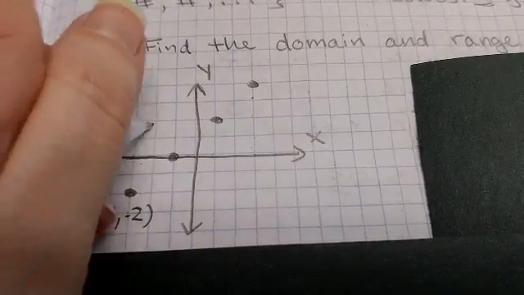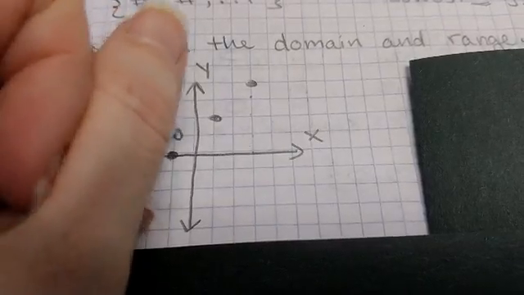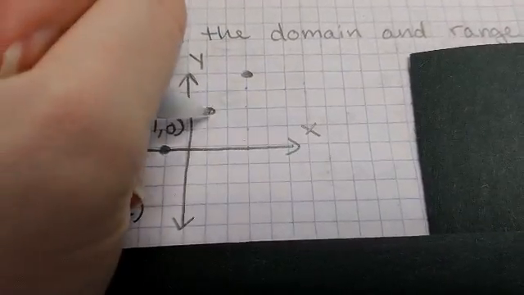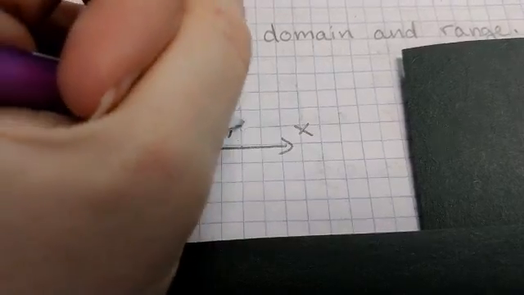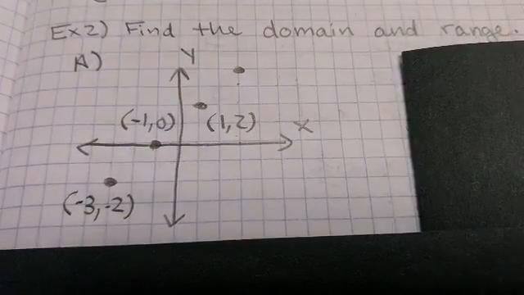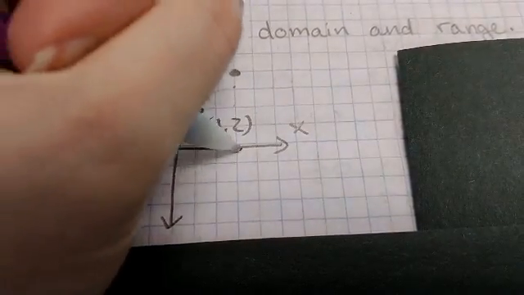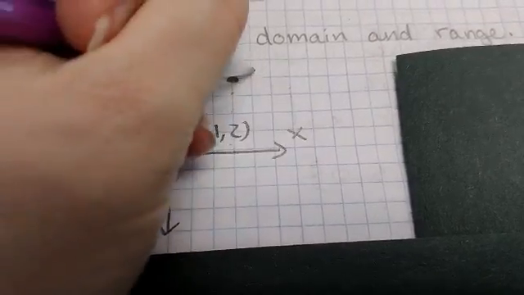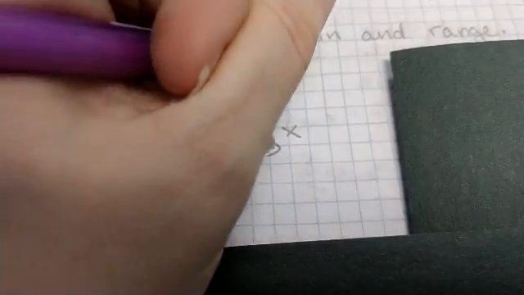This dot here is at -1, 0. My third dot is at 1, 2. And my fourth dot is at 1, 2, 3, 1, 2, 3, 4. So 3, 4.